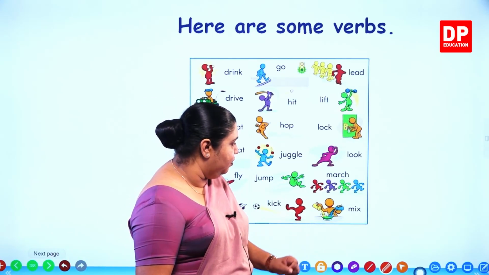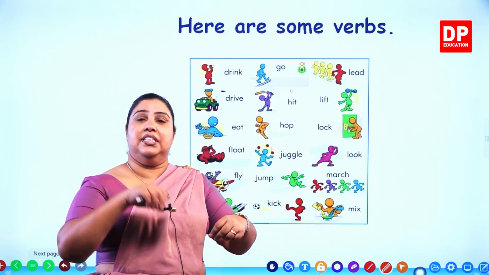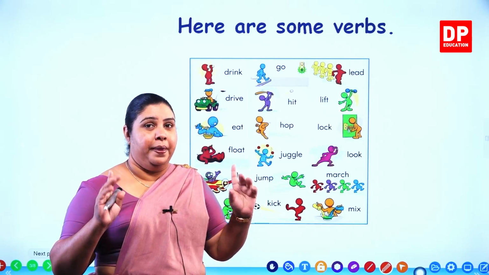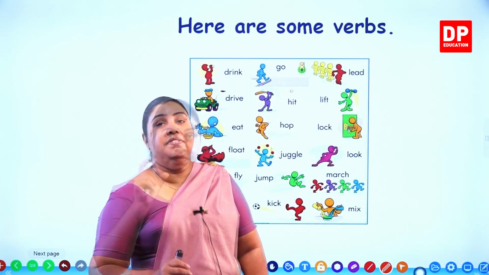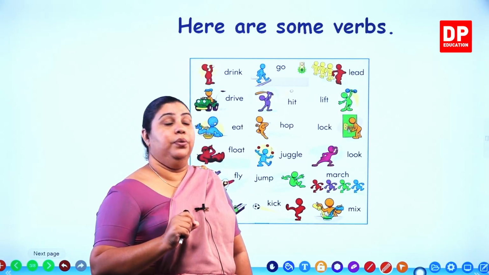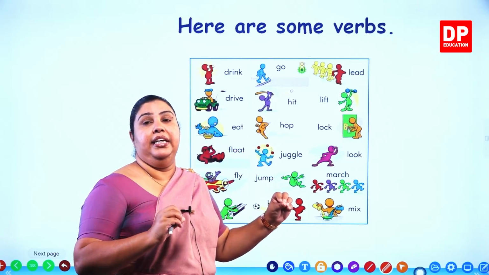Then here the last one. mix. That is something that you do, right? So now these little pictures are there, so you can identify the verbs, the words very carefully. Okay, it's easy. You can see the pictures and the verb is already here.